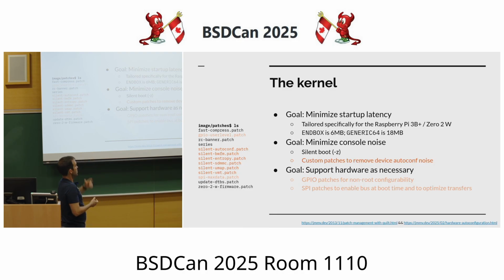Then I wanted to minimize console noise. So I used the quiet boot or silent boot. There are two things in NetBSD, and they are not the same. So I think silent boot is the one that is the correct name for -Z. I had to come up with a bunch of patches for various devices that don't honor this setting properly, and they still print spam to the console. So at some point, I should upstream this, but I haven't gotten to that yet.